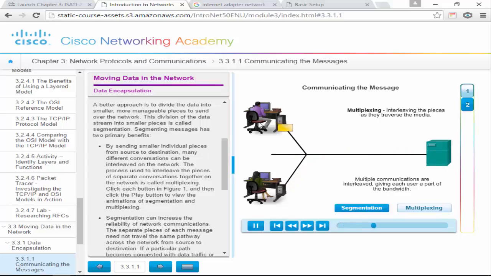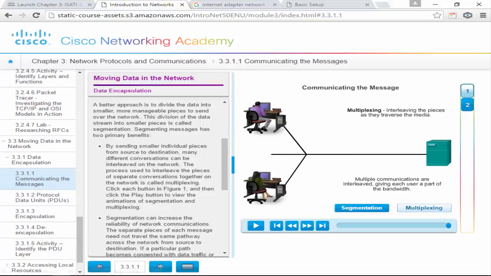Bam, bam. So they're both segmenting data into pieces, but then they're multiplexed across the wire, which is just a timing, or what does it say up here? Interleaving the pieces as they traverse the media. So basically it says, hey, you're going to send on this timing frame, and you're going to send on this timing frame, and that's how they know how to get back. And it's used with fiber optic in different ways, and copper and wireless. All of them have different ways of multiplexing.